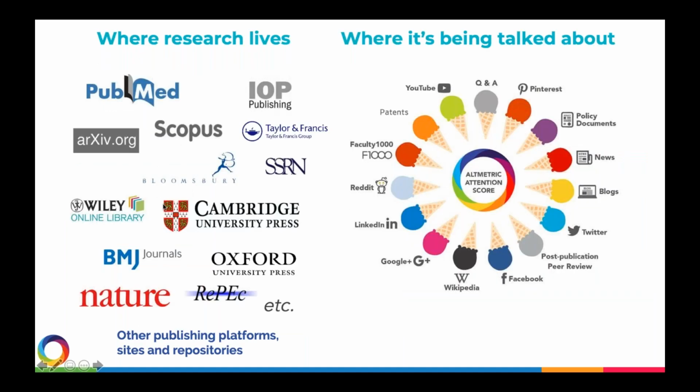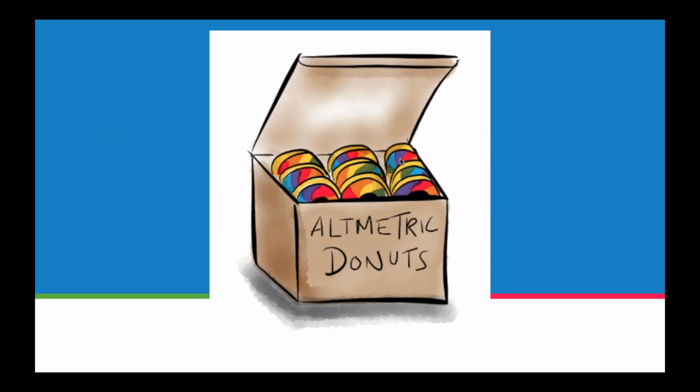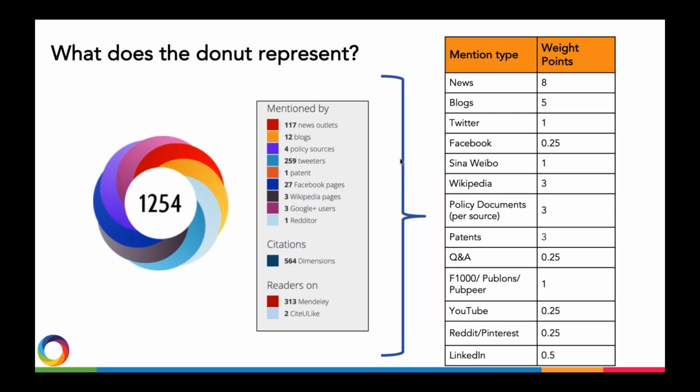So again, this is where research might live, and then we look at where it's being talked about. So this can be a scholarly conversation going on in these non-traditional platforms, but it's also interesting to note what's outside academia. So the Altmetric donuts, the colorful badges that you might see on some publisher sites or your own repository if you have any, or if you just see them on a researcher profile site, what do they represent? Basically, the colors represent the sources, and the sources each have their own weighting. So that means it's calculated by an algorithm.